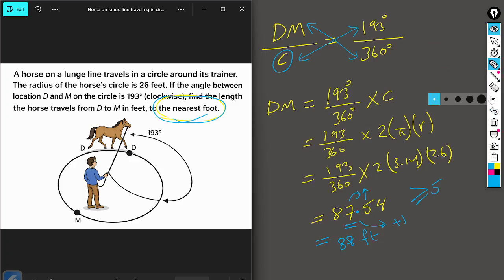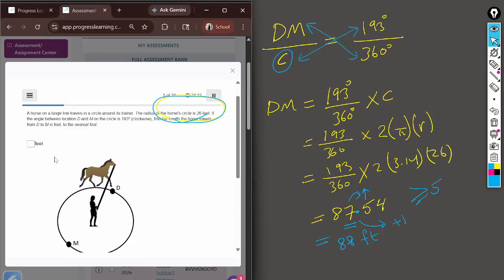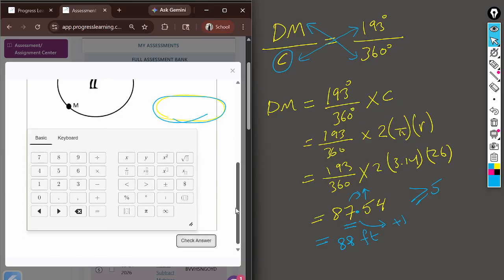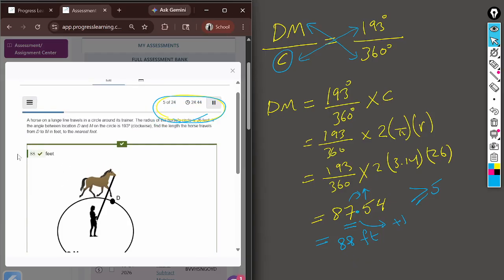Let's check the answer to see if we reached the right answer. So we can write here 88, and then we will check the answer, and we can find that this is the right answer.